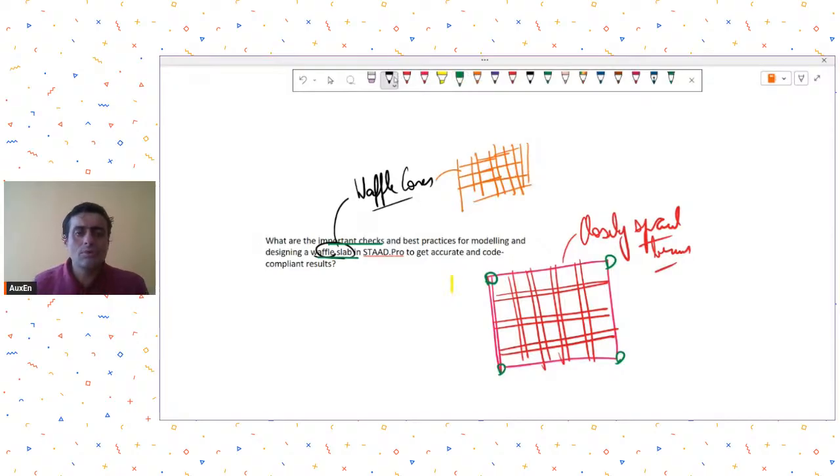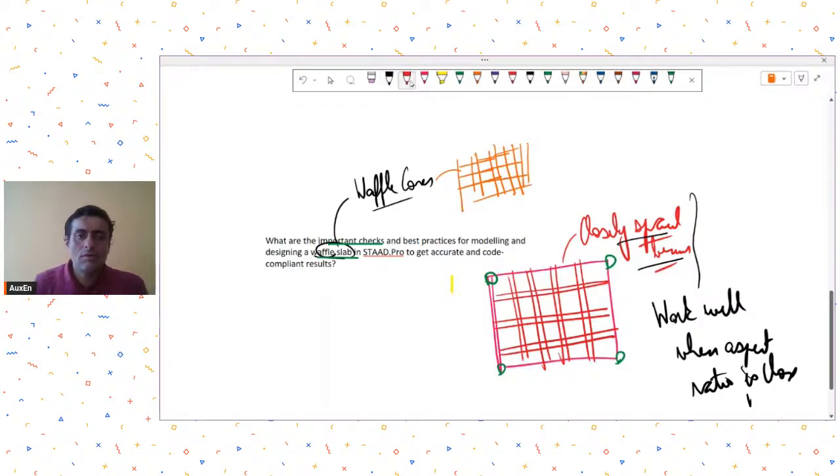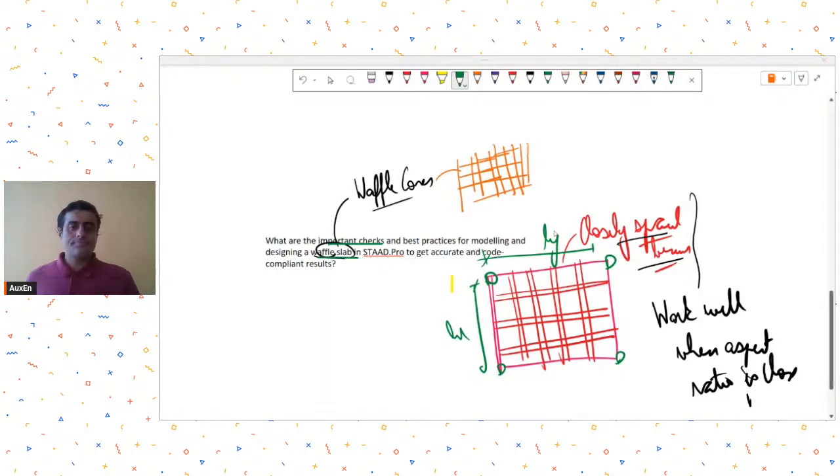See, some of the things to be understood is that, in my opinion, these waffle slabs work well when you have an aspect ratio closer to 1. Only then. What do I mean by aspect ratio? Let's say the long span to short span ratio. The green things are the columns at four corners, and Ly upon Lx is the aspect ratio. So these waffle slabs will work well when your aspect ratio is closer to 1.